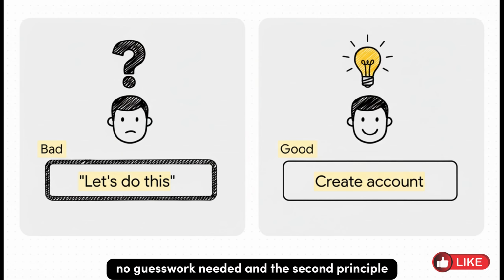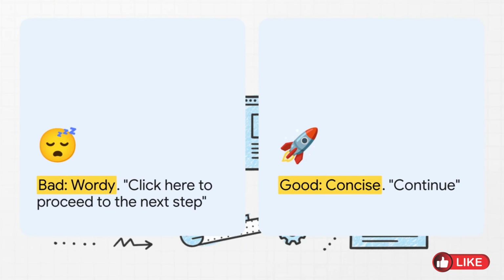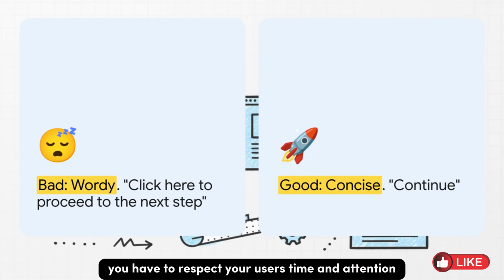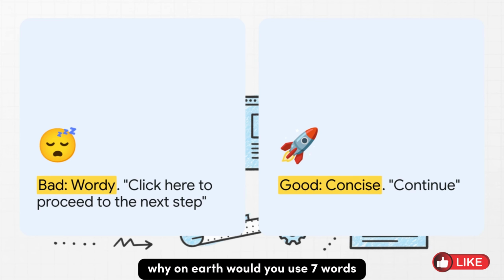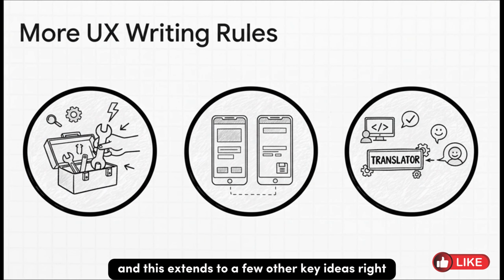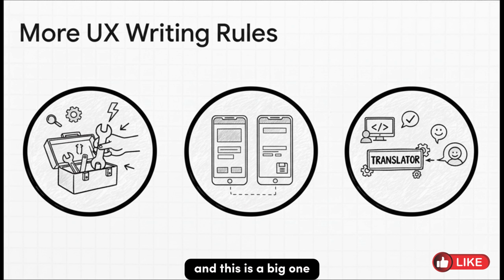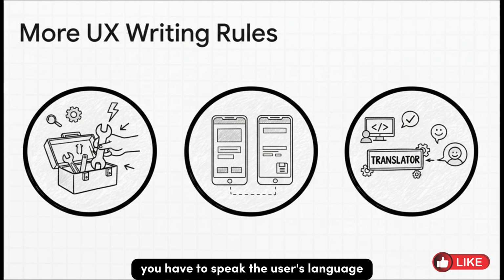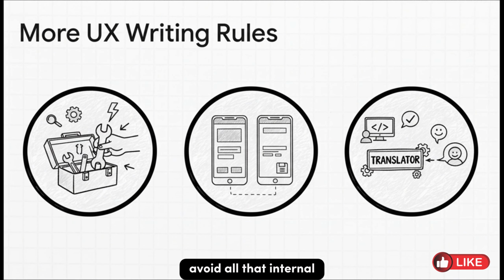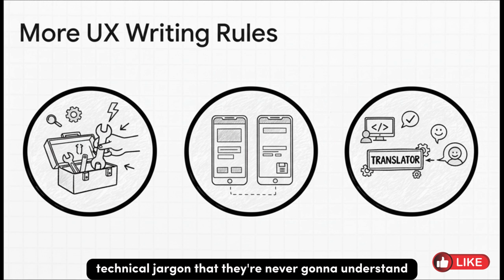No guesswork needed. And the second principle? Be concise. You have to respect your user's time and attention. Why on earth would you use 7 words when one will do the job perfectly? Continue is direct, it's efficient, and it gets the job done without any of that extra fluff. And this extends to a few other key ideas, right? Every single word should be useful. Your language needs to be consistent everywhere in the product. And this is a big one. You have to speak the user's language. Avoid all that internal, technical jargon that they're never going to understand.